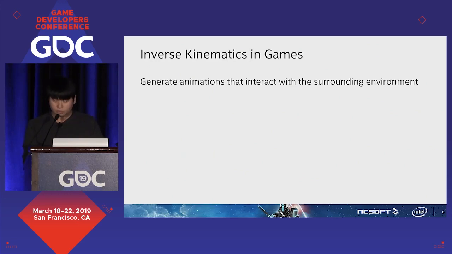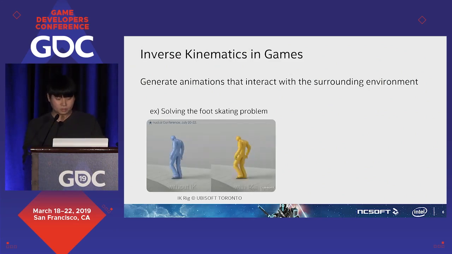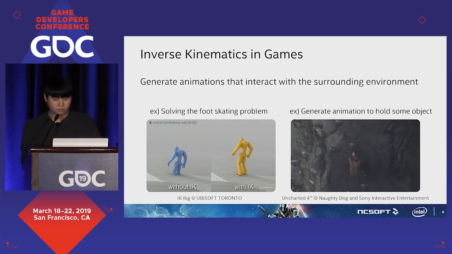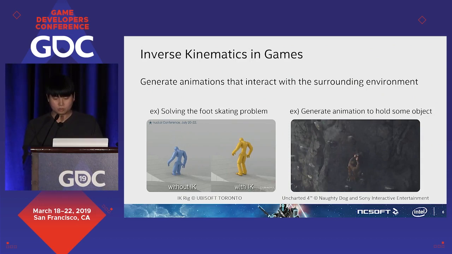So, how do we use IK in games? In games, IK is used to enable characters to physically interact with the environment, such as feet landing on terrains or hands holding onto some object. For human IK, hip is usually set as a root. This definitely creates more realistic character animations.